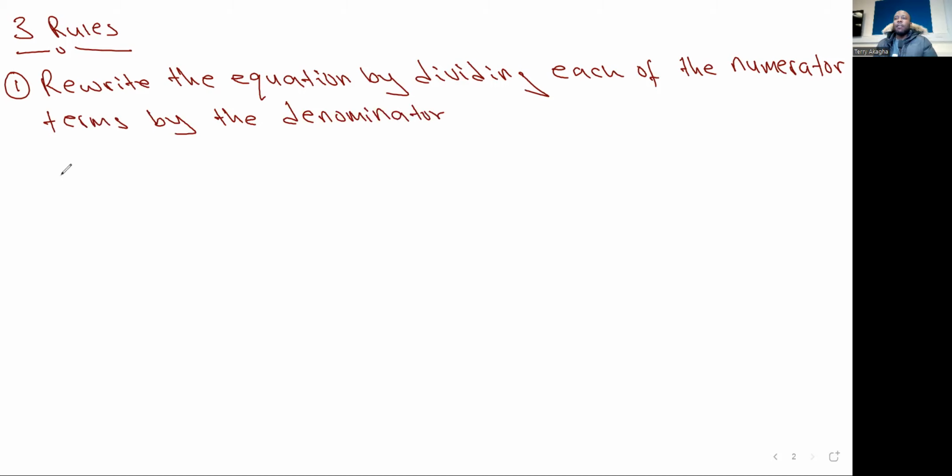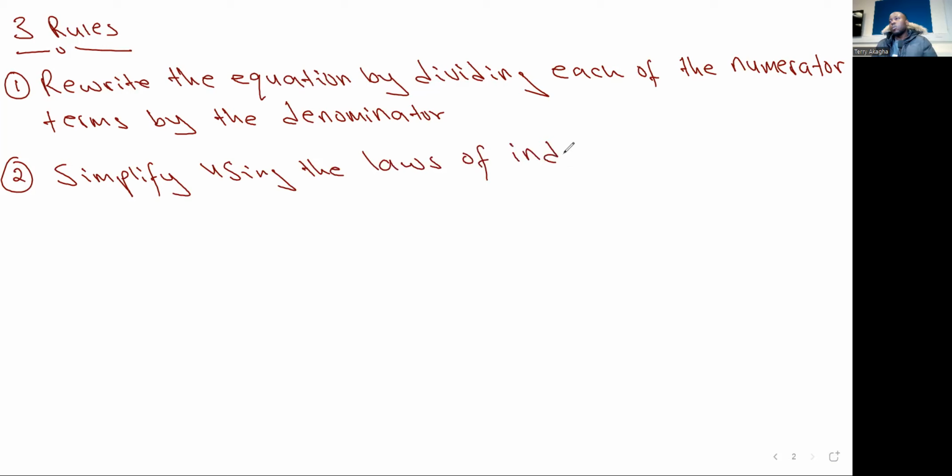Number 2, you then have to simplify using the laws of indices. Most times you might end up using the power laws. It's one of the most popular ones. So please go back and look at the videos on the laws of indices. I gave you several types of the laws of indices, so try as much as possible to go back and review that.